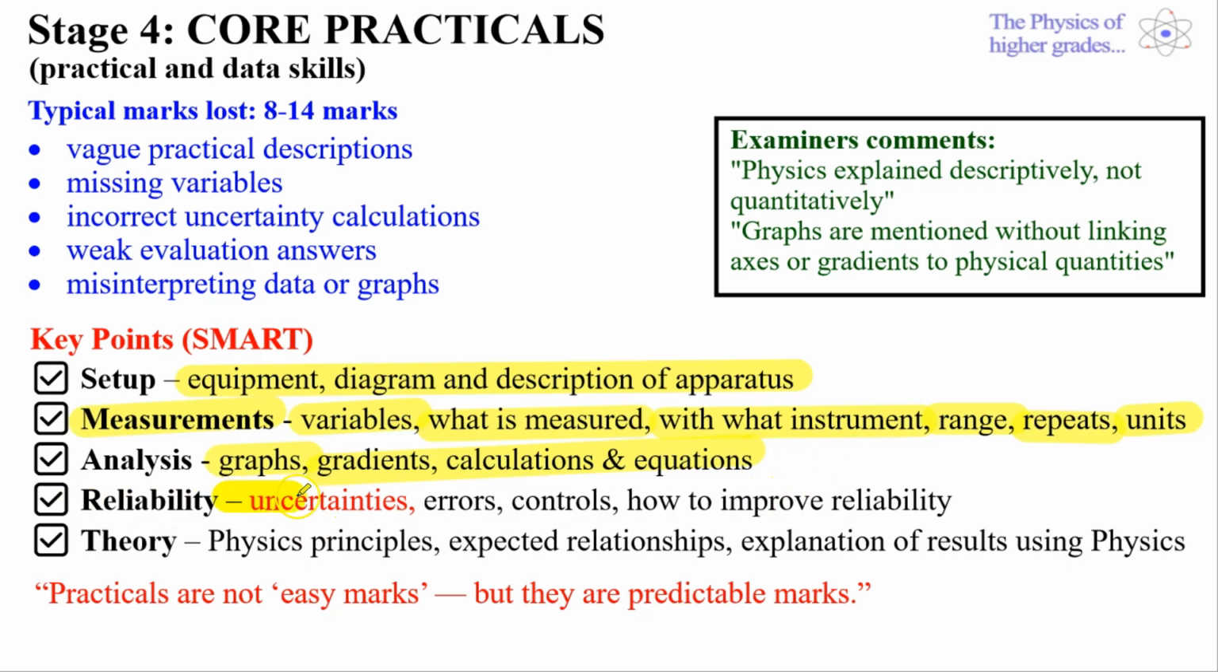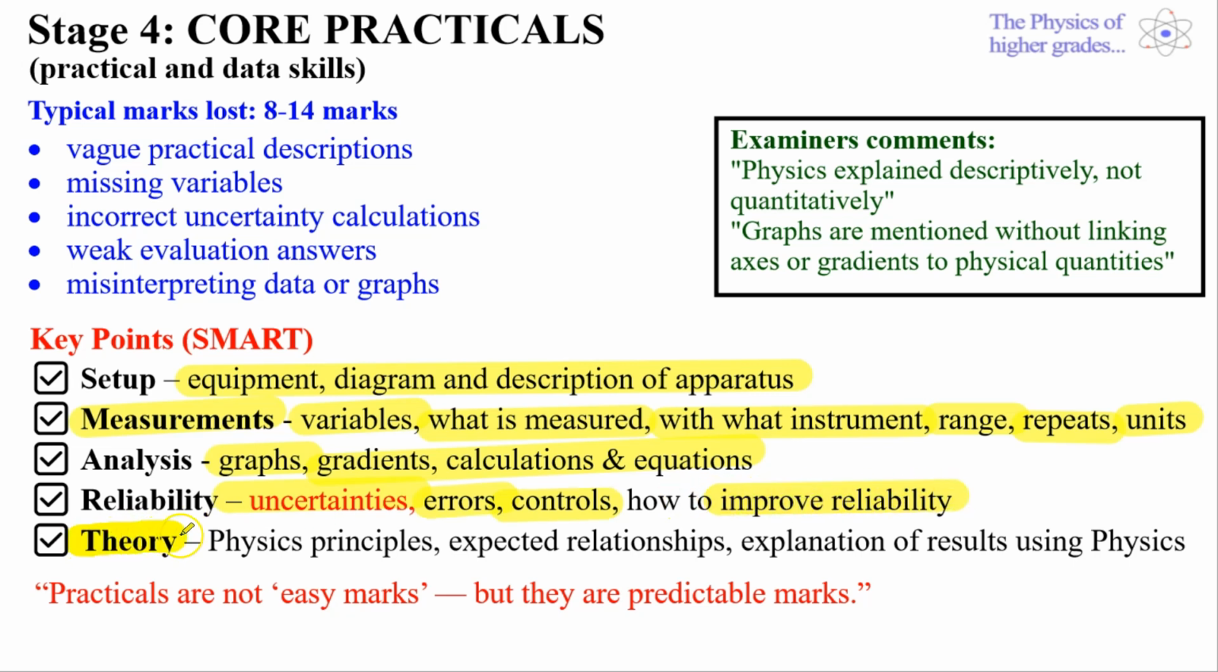This is a really key part of it, the uncertainties, and very often this will actually be a separate question. So you have to be very, very confident with identifying causes of uncertainty, calculating percentage uncertainties, and combining percentage uncertainties. So we will go through an example of that later on. What are the sources of error? How do we reduce the sources of error? How do we improve reliability?